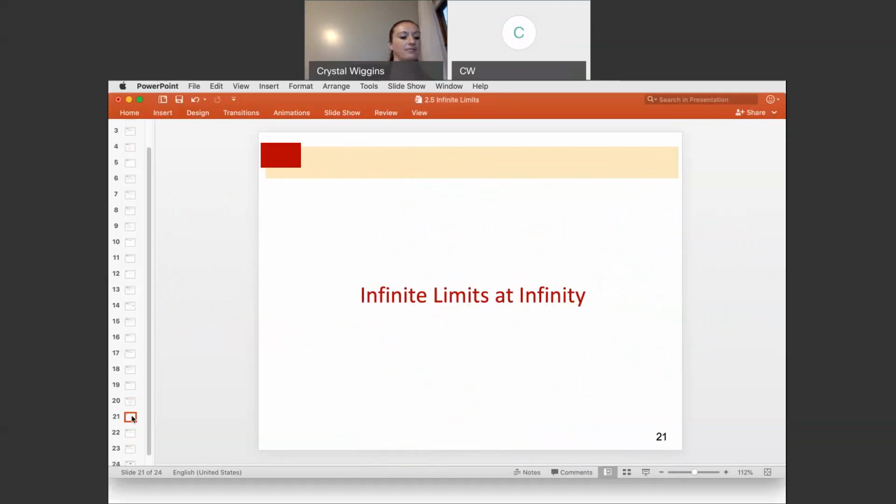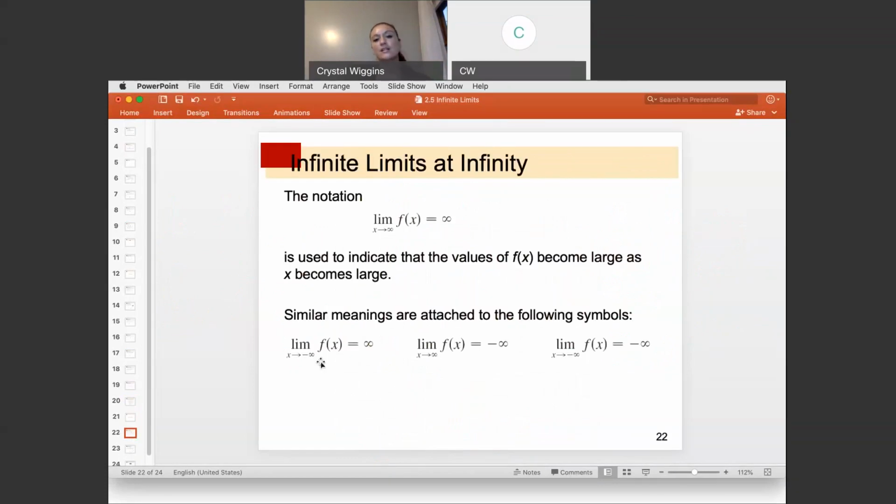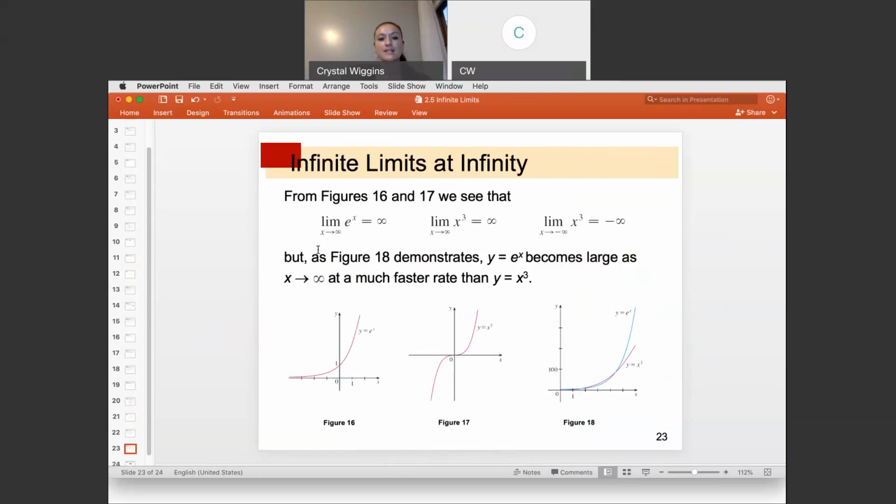Now let's talk about infinite limits at infinity. The notation is the limit as x approaches infinity of a function is also equal to infinity. It can be negative infinity, a positive infinity combination, or both positive, both negative. Let's take a look at some examples. We have the limit as x approaches infinity of the exponential function e to the x is equal to infinity. Take a look.